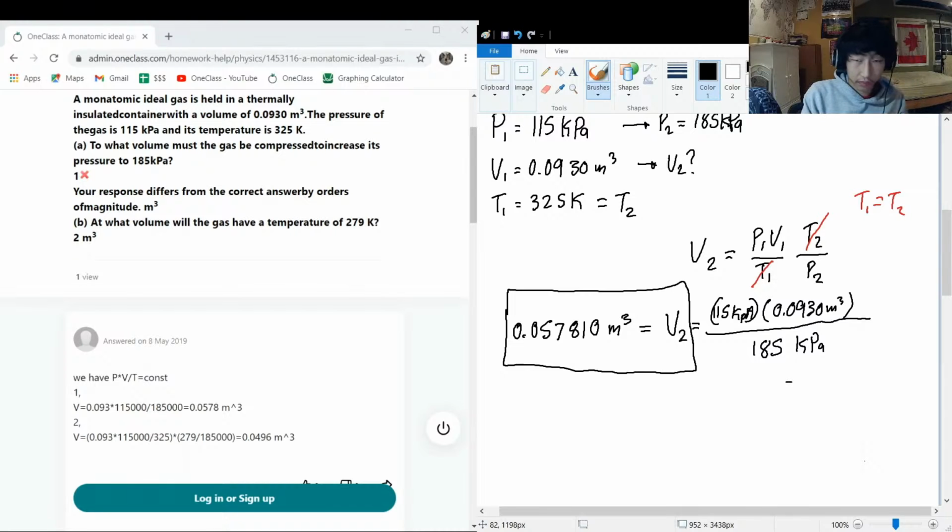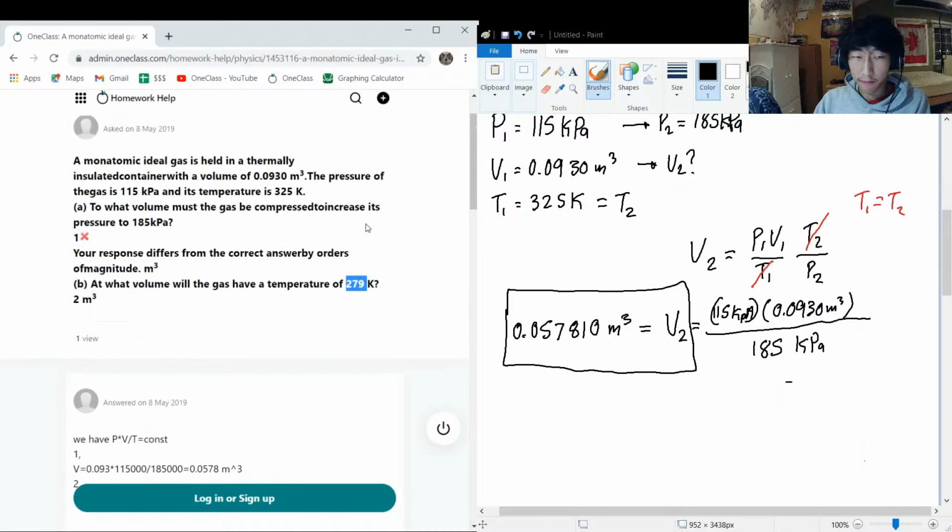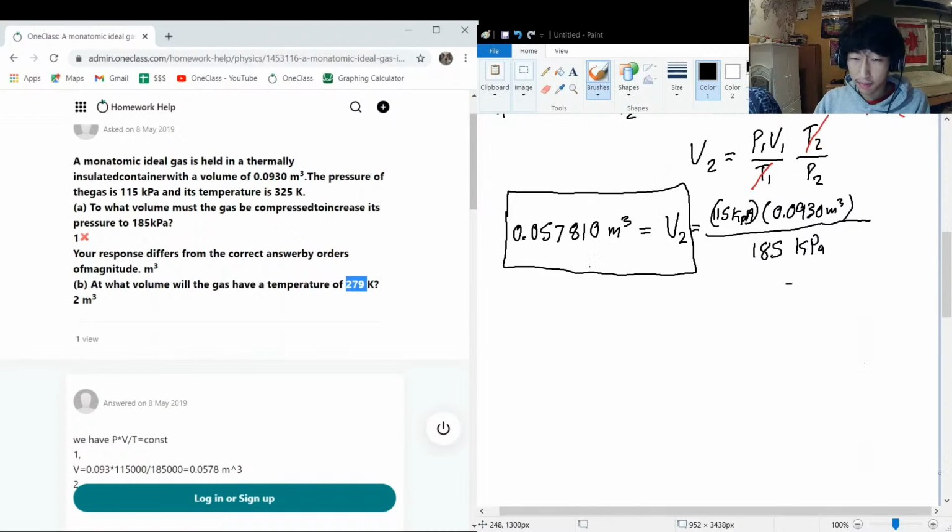Cool. And we got the same thing? Yes, we did. So that's awesome. Then our second question is asking us, what volume will the gas have at a temperature of 279 Kelvin? Let's assume that the pressure is going to stay the same. So for part 2, we want to find volume.